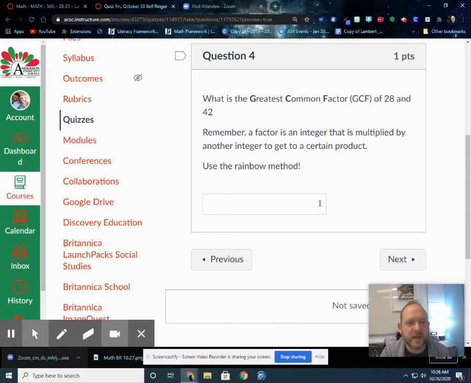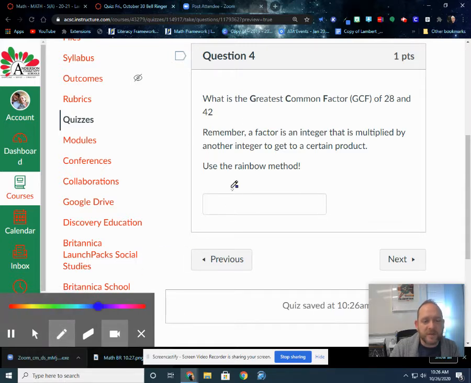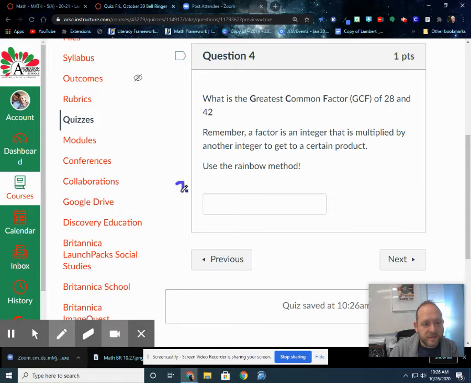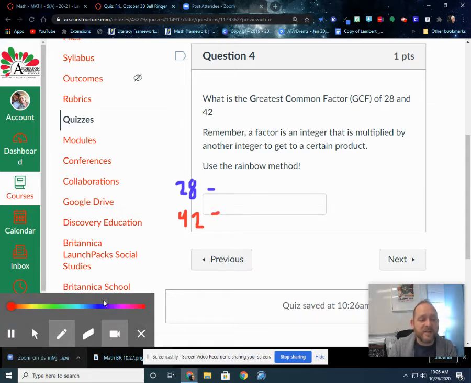Almost done here. All right, greatest common factor, and we need to rainbow method these guys. So remember that a factor is an integer that is multiplied by another integer to get a product. We're going to use the rainbow method to find the greatest common factor of 28 and 42. So let's see. Let's do 28 over here. We'll do 42 in a different color. I'm going to let you guys try this out, and then I'll check and see what you got here in just a moment.